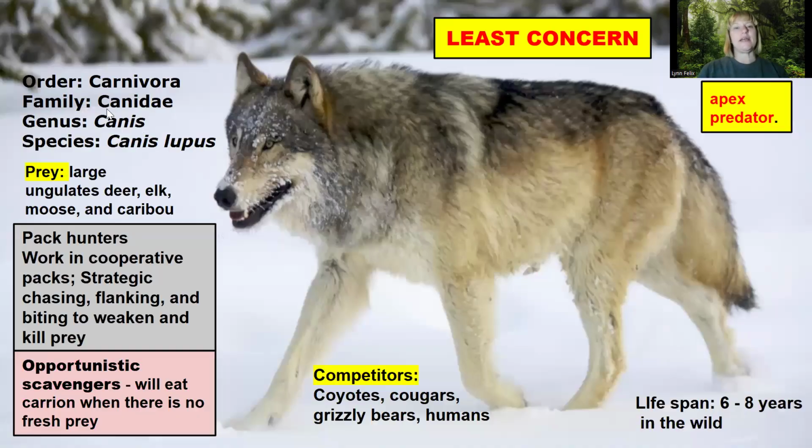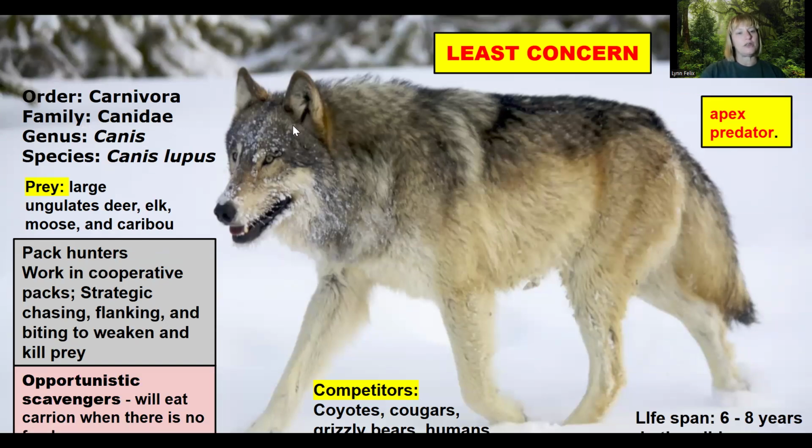Moving on, we're going to take a look at now and give you some information on the gray wolf. Okay, so the gray wolf is order Carnivora. The family is the Canidae. The genus is the Canis, and the species is Canis lupus. So the gray wolf was removed from the endangered list, and now it is considered of least concern, although the Mexican gray wolf is still considered endangered.